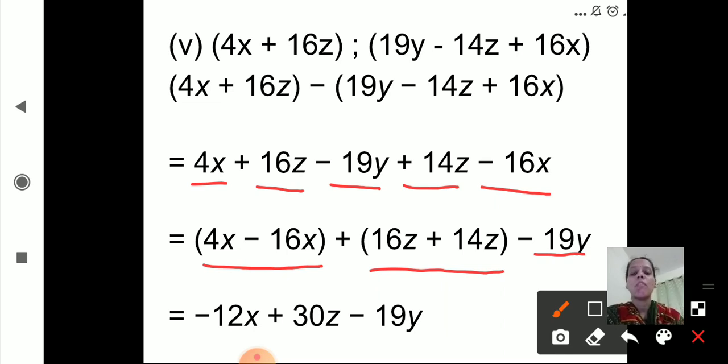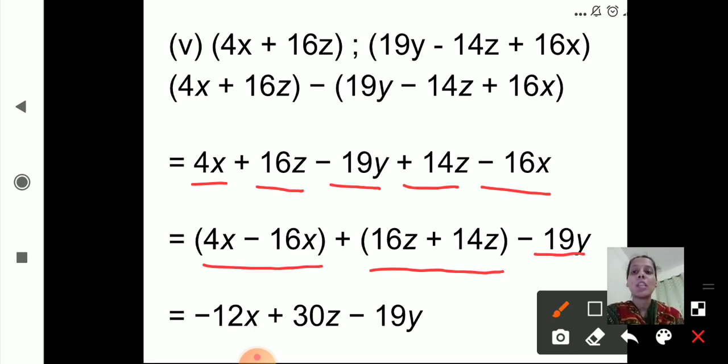Okay, now we will solve the brackets. There are two brackets, 4x minus 16x. Now the answer is 16 minus 4, which is 12, and we will write a minus sign. Why minus sign? Because which is the bigger number, 4 or 16? 16 is the bigger number. And what is the sign for 16? Minus. So the answer is minus 12x.